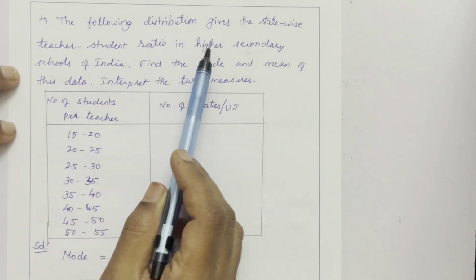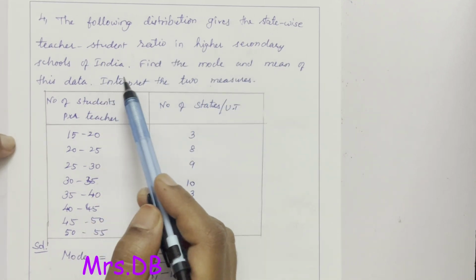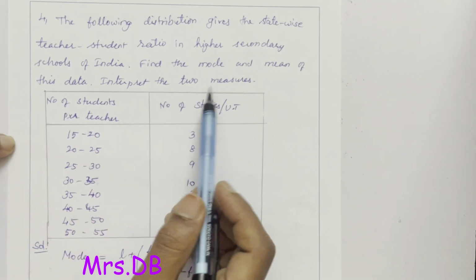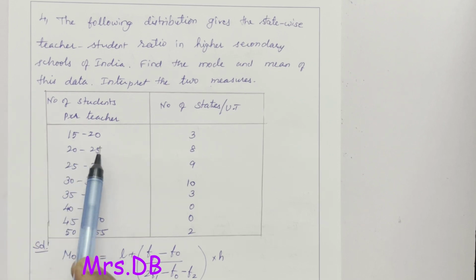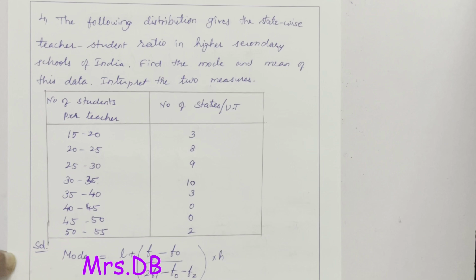The following distribution gives the state-wise teacher-student ratio in higher secondary schools of India. Find the mode and mean of this data. Interpret the two measures. Here the number of students per teacher is given, and the number of states and or union territories is given.